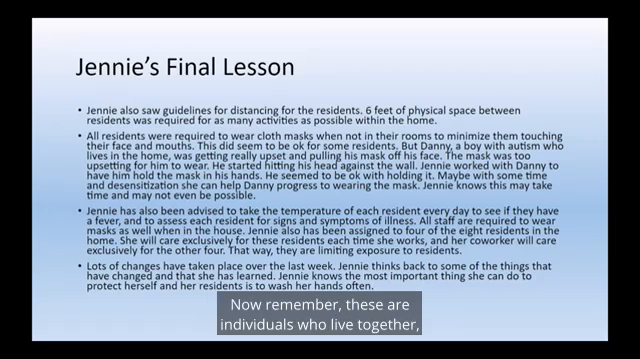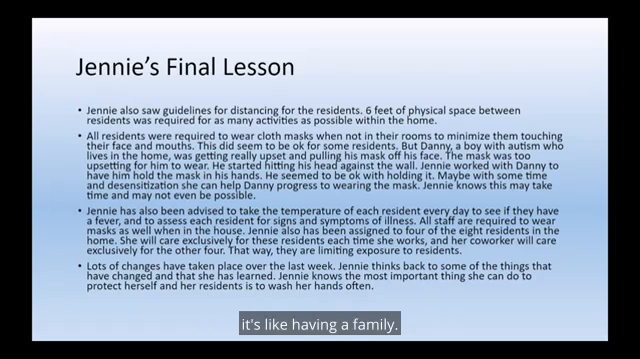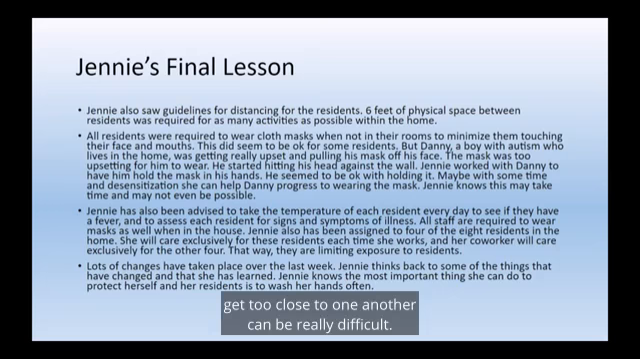Now remember, these are individuals who live together. They're often really close friends. It's like having a family. So telling people that they can't get too close to one another can be really difficult.